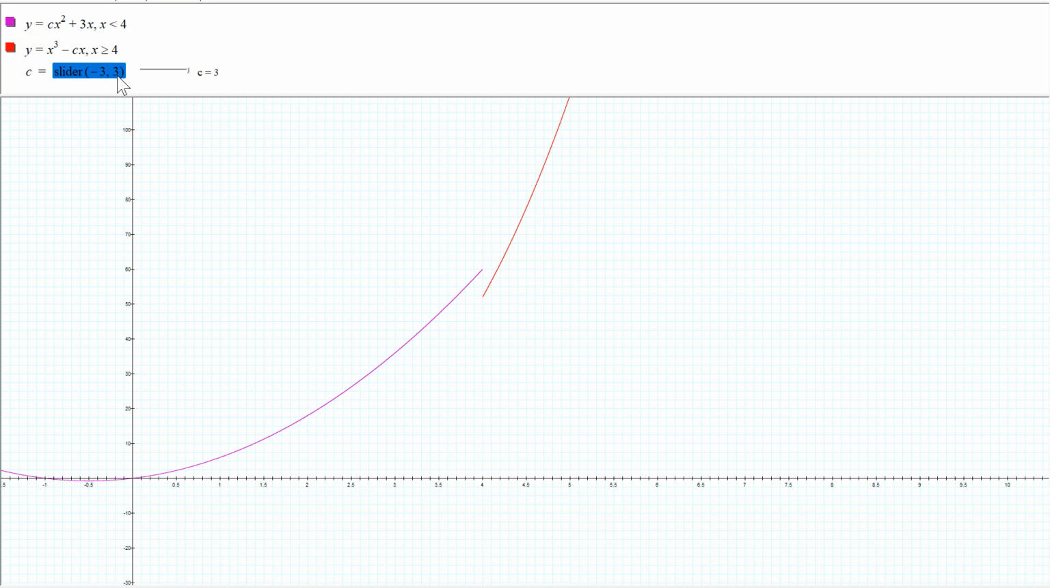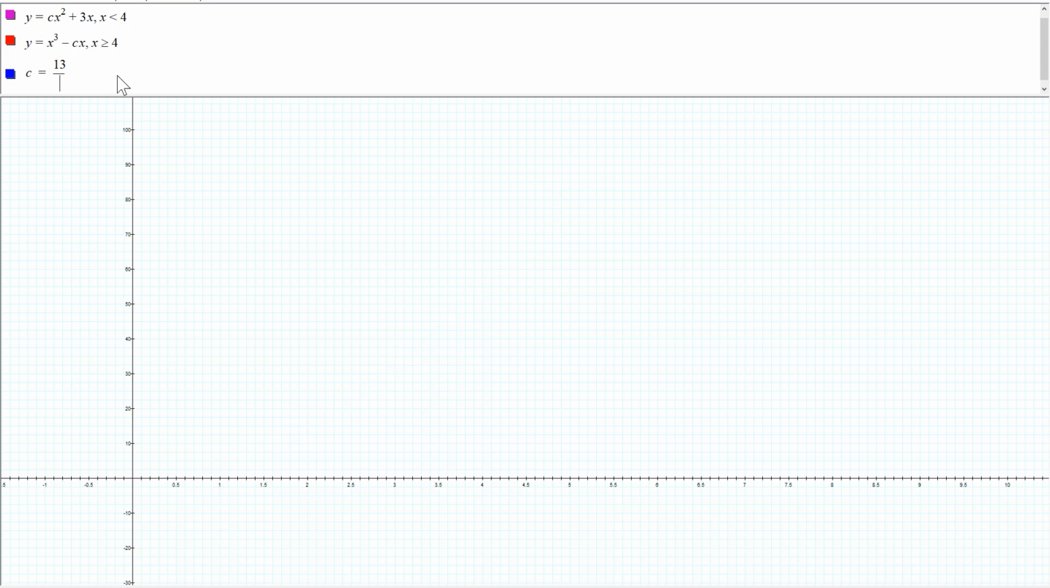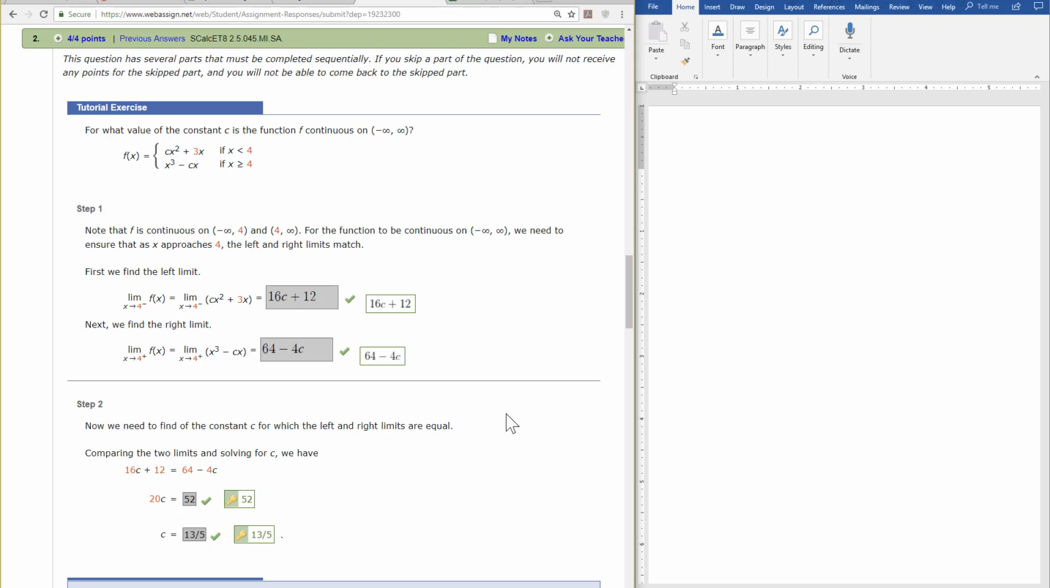We get the exact value, we can put 13 divided by 5, which was the value that we found, and we see that they are actually connected. So we follow this from the left side, we follow this from the right side, and then we get to that point. If we do want to know that point, it's about 53.6 for the y value when x is equal to 4. All right, so that's this problem, and I hope that helps.